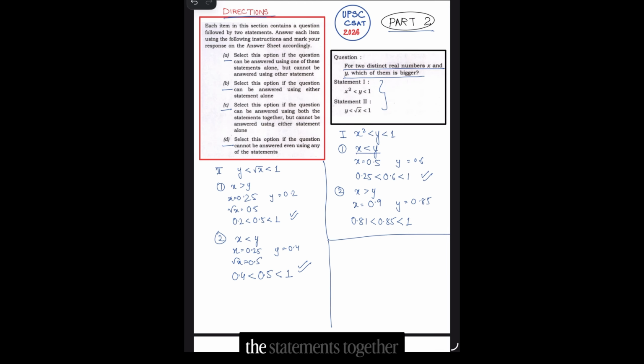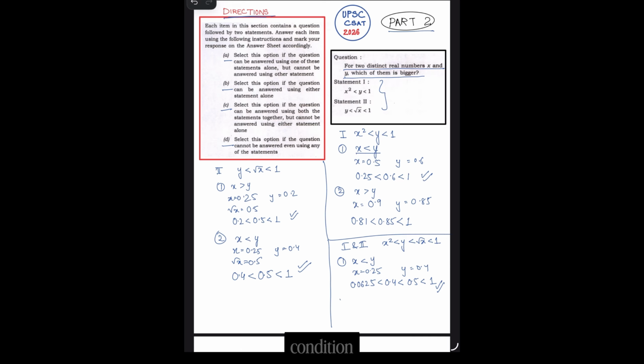Now let us combine both the statements together. So combining both statements 1 and 2, we get x square is less than y, which is less than root x, and this is less than 1. So let us take two cases. Case 1, x is less than y. So we are taking x as 0.25 and y as 0.4. So x square will become 0.0625. So this is less than 0.4 and this is less than root x, which is 0.5, and this is less than 1. So the condition is satisfied here. Hence, x less than y satisfies the condition.